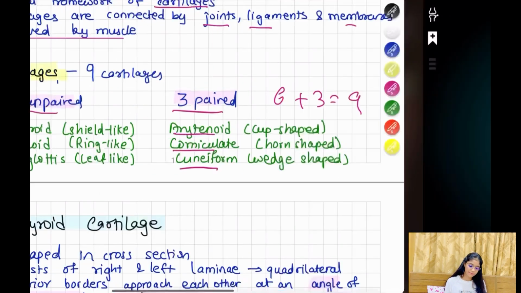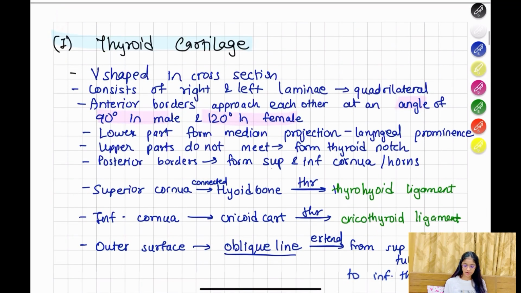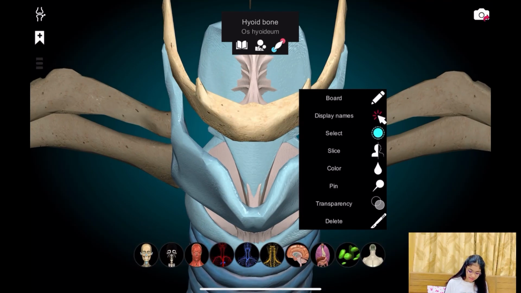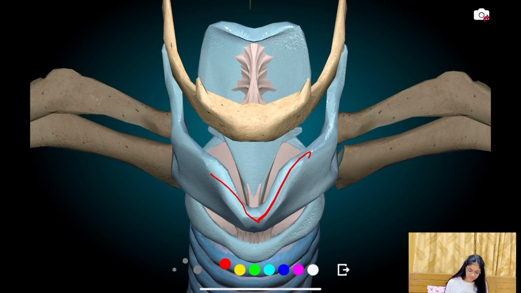Let's move back. First, the thyroid cartilage. It's V-shaped in cross section, consisting of right and left lamina, which are quadrilateral. Anterior borders approach each other at an angle of 90 degree in male and 120 degree in female. So this angle which you see is the thyroid angle, which is 90 degree in male and 120 degree in female. Means in female it would be a bit wider.